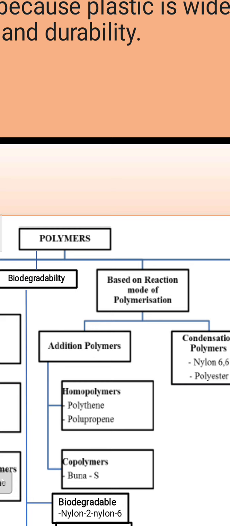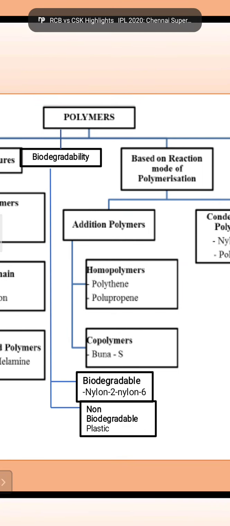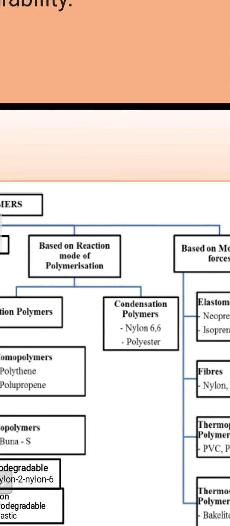Next we'll see the type which depends upon the reaction mode of polymerization. In addition polymers, we'll see homopolymers like polythene and polypropene. Next is the copolymer like Buna-S, and later on condensation polymers. In that, examples are nylon 6,6 and polyester.